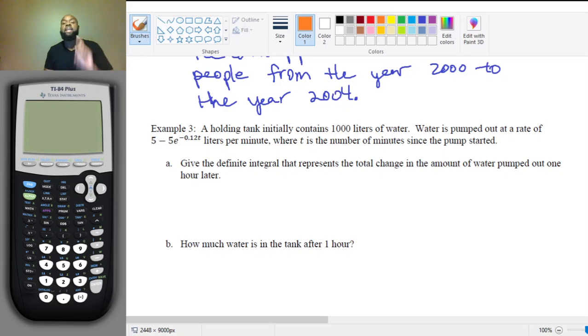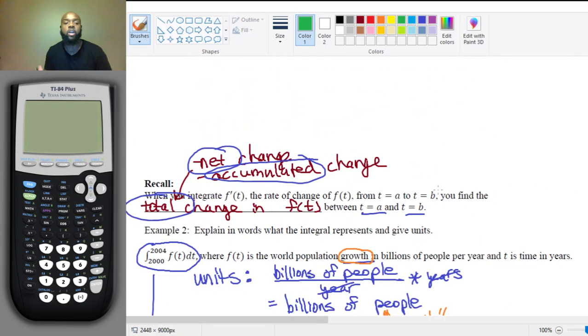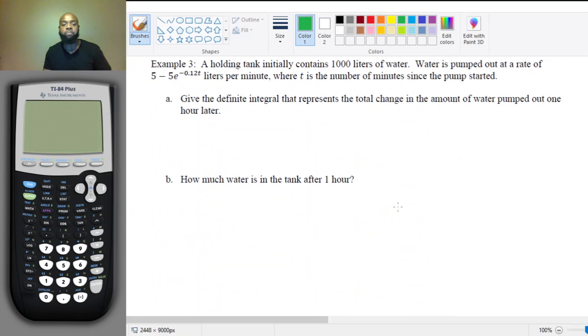1 hour later. Now, we just reviewed the fact that the total change in the quantity can always be found by doing the integral of the derivative of whatever function you have, the rate of change, if you want the total change in, right? So the total change in f of t is going to be found by doing the integral of f prime of t, the rate of change of f of t. And so if I want to know the total change in the amount of water being pumped out, I need to know the rate at which the water is being pumped out. If I know the rate at which the water is being pumped out, I can do the integral of the function that represents that rate, and I can get the total change. Well, in the beginning of the problem, they tell us the function that represents the rate at which water is being pumped out.